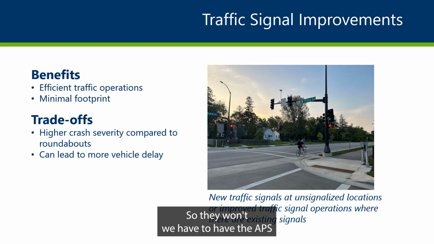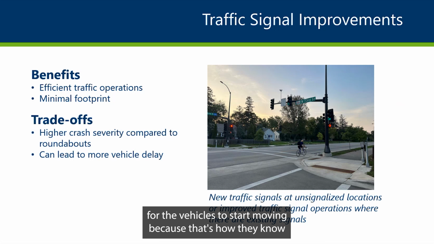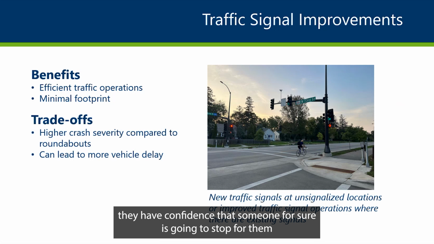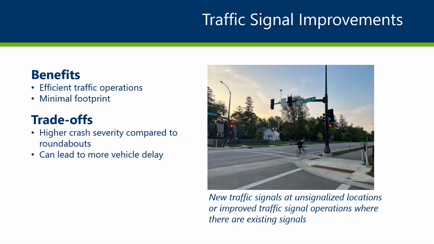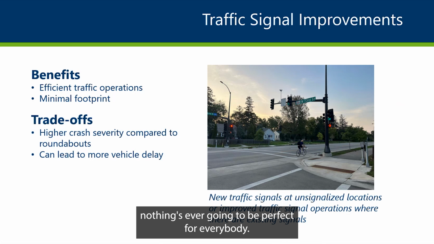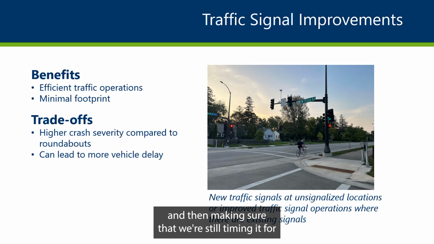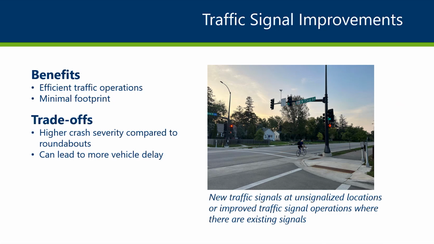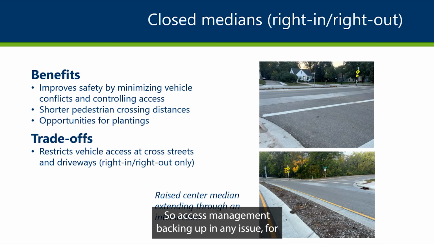So we have to have the APS, but someone with low vision or blind will probably still wait for the vehicles to start moving, because that's how they have confidence that someone for sure is going to stop for them or that they're walking in the right direction. So nothing's ever going to be perfect for everybody, but having some of those other tools to help is still going to be appropriate. And then making sure that we're still timing it for that full distance is going to be critical. Median, so access management, I think that came up in the case study example. Pretty straightforward, right?